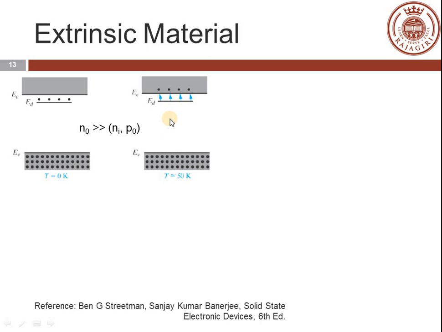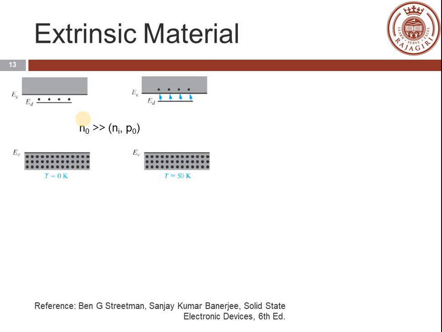For extrinsic material, we will be having two other terms: equilibrium electron and hole concentration. Equilibrium electron concentration will be indicated as n_0, and equilibrium hole concentration will be indicated as p_0. And n_i is equal to p_i, which is nothing but the intrinsic electron and hole concentration that we have seen in the previous slide. For extrinsic material, the equilibrium electron concentration will be very much higher than the equilibrium hole concentration as well as the intrinsic electron concentration.